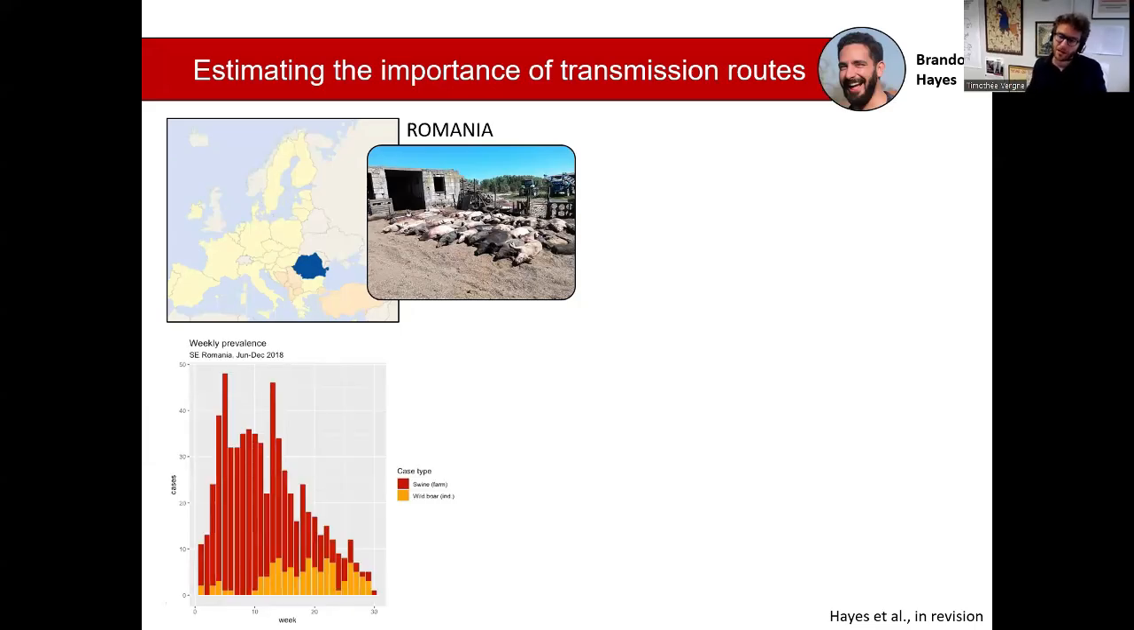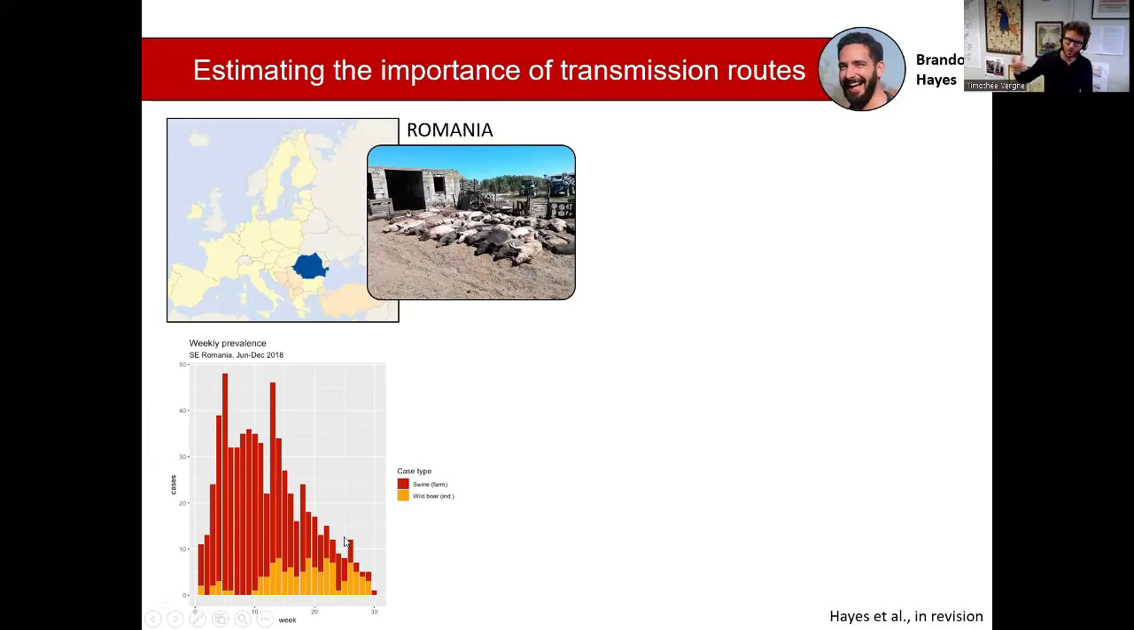So in Romania, the virus emerged in 2019. And then there was a big epidemic, and it's kind of endemic now in Romania in both domestic pigs and wild boar. So in this figure, you can see the incidence in domestic pigs, which is the red histogram, and in wild boar, which is the yellow histogram.